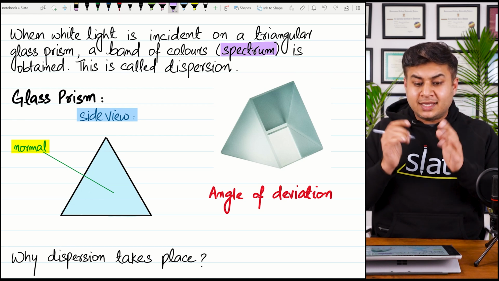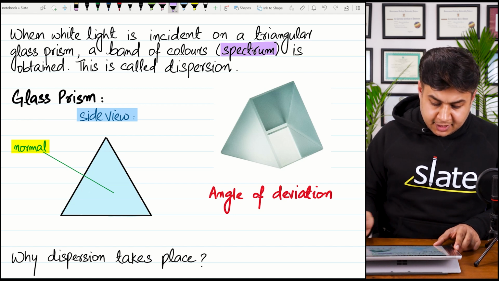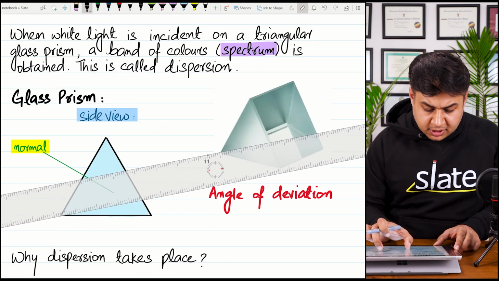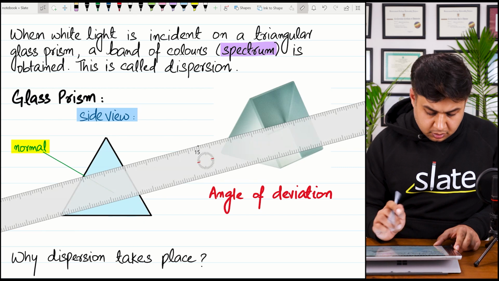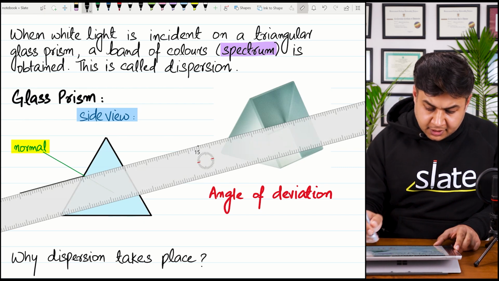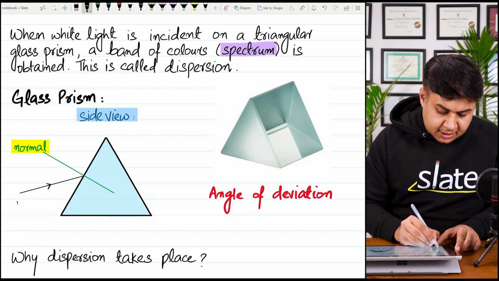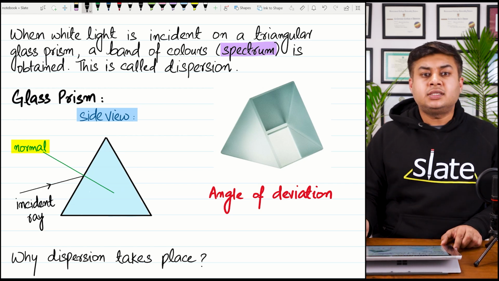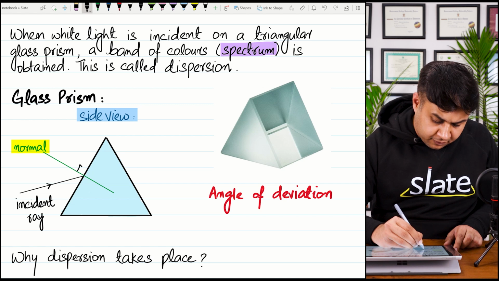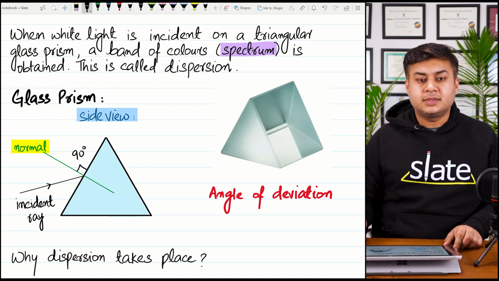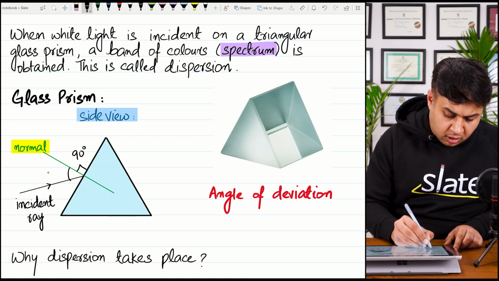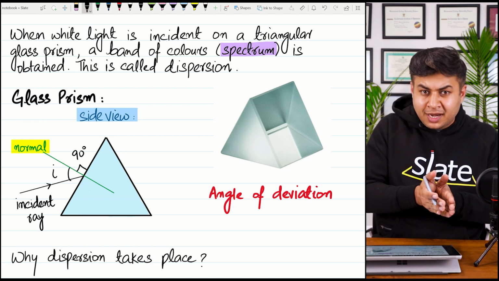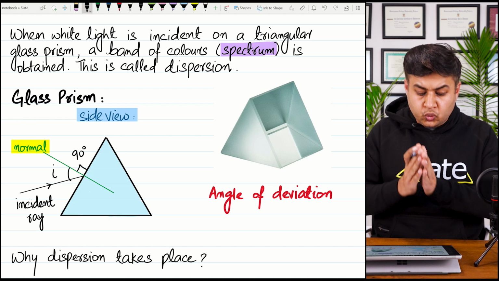So what phenomenon is taking place here? Look carefully. One ray is being incident here on the surface of the glass prism. This is a ray of light, the incident ray. And you can see a normal. The normal is a line that makes an angle of 90 degrees with the surface of the glass. Here you can see the angle of incidence. So what happens to light when it comes from a rare medium to a dense medium? It will bend towards the normal.